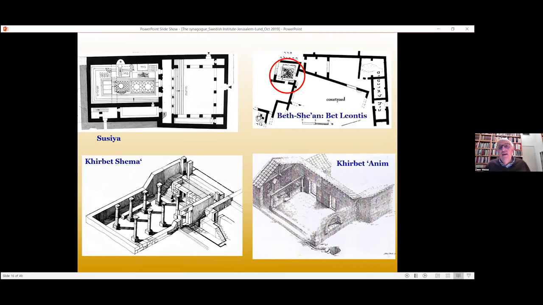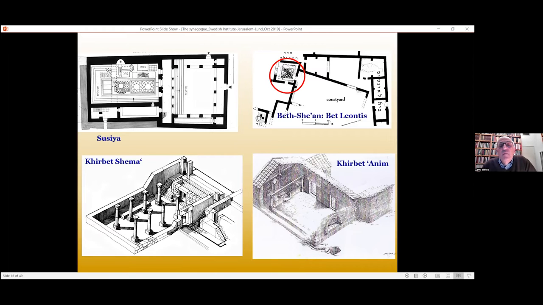But what really characterized all those buildings of either type is the fact that they were designed to accommodate a group of people who came into the building, into the synagogue, and participated in their different types of liturgical activities. They sat on benches or portable benches or even on the floors.